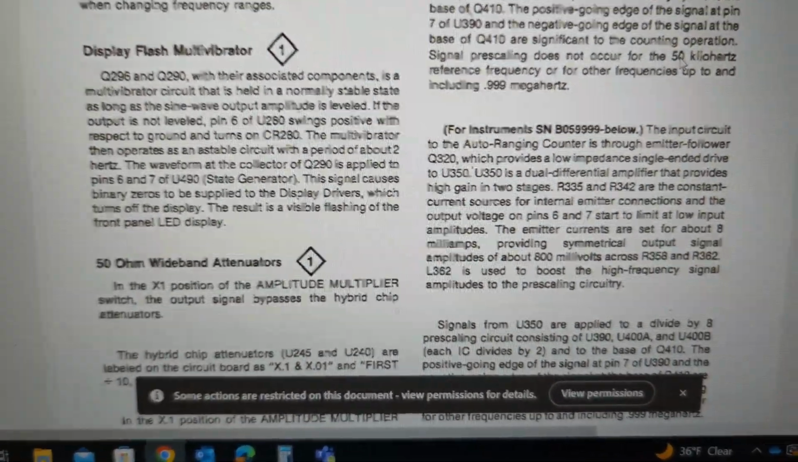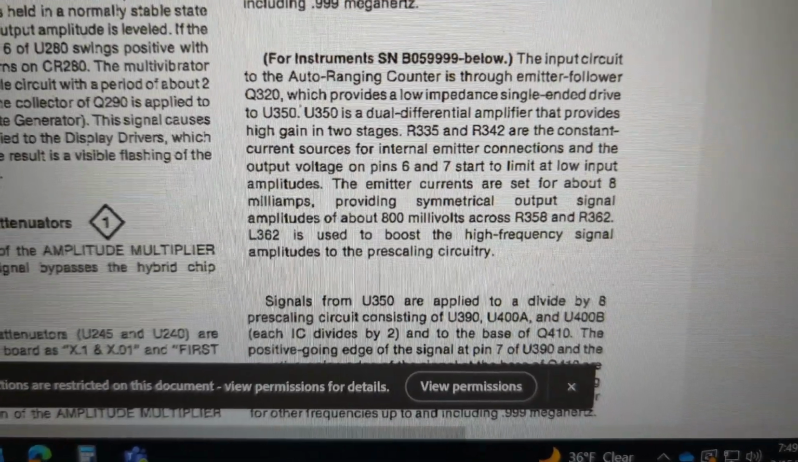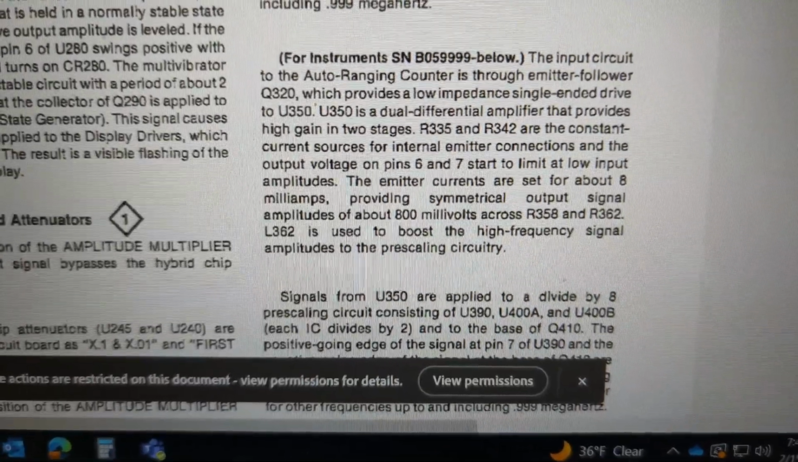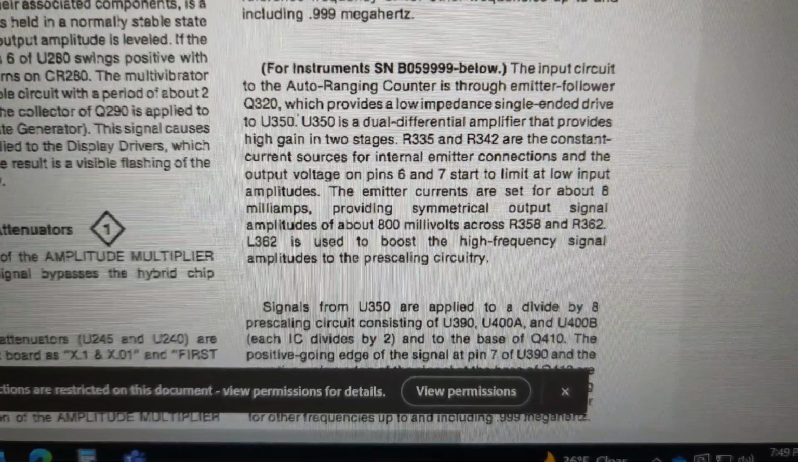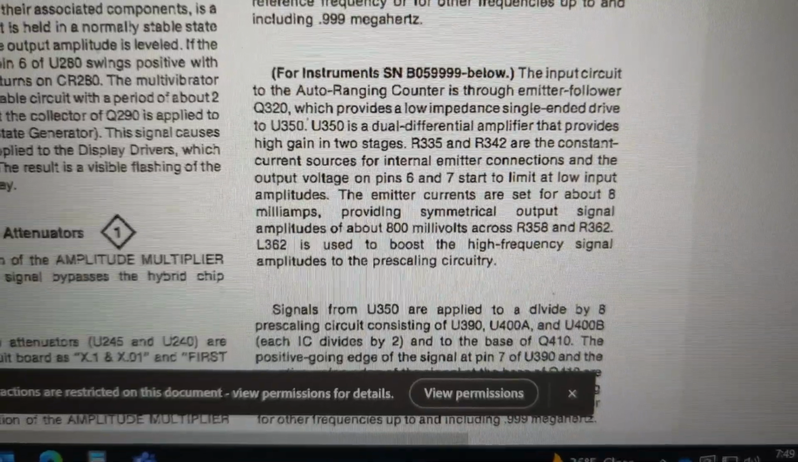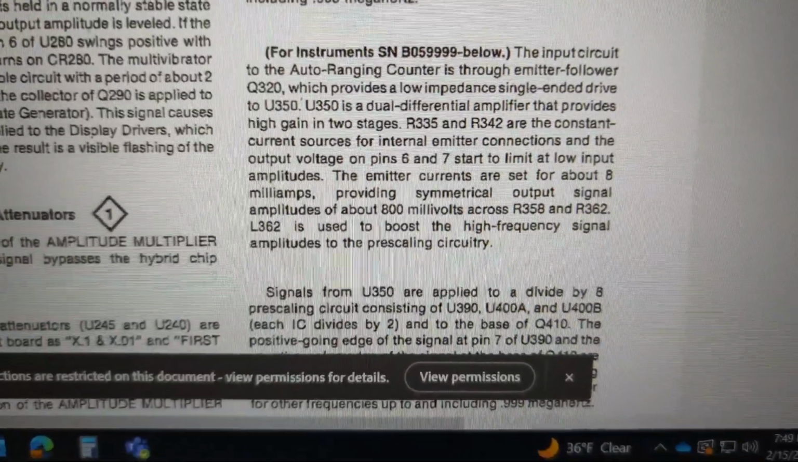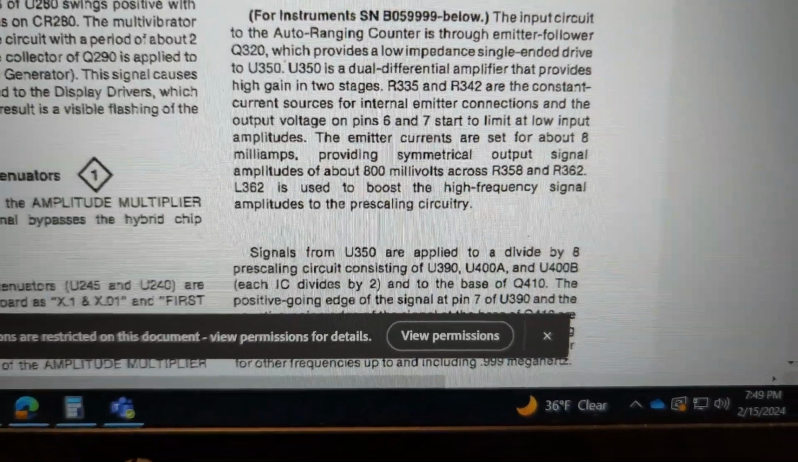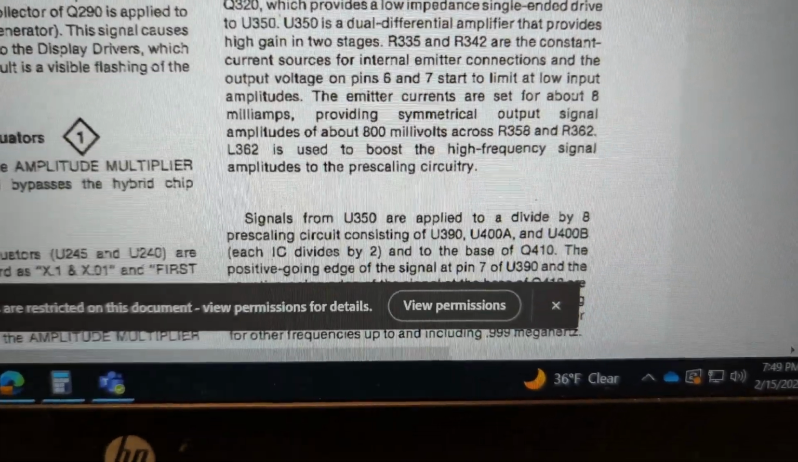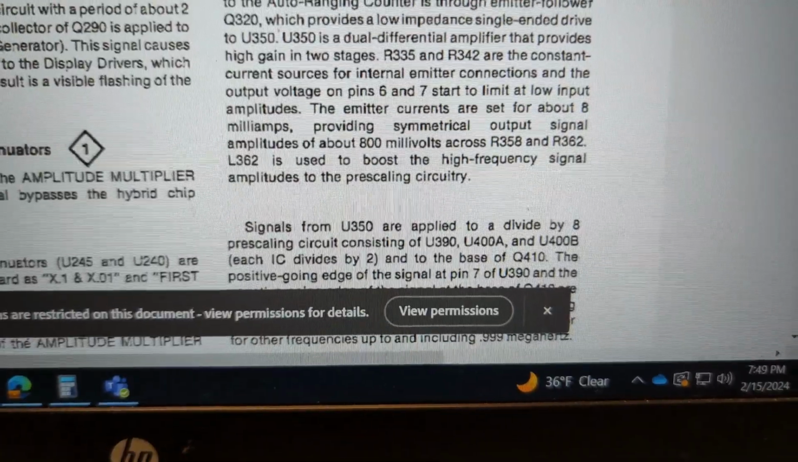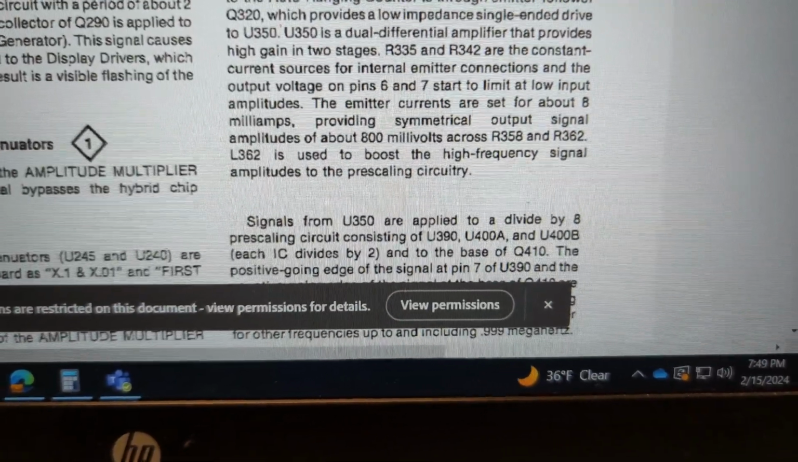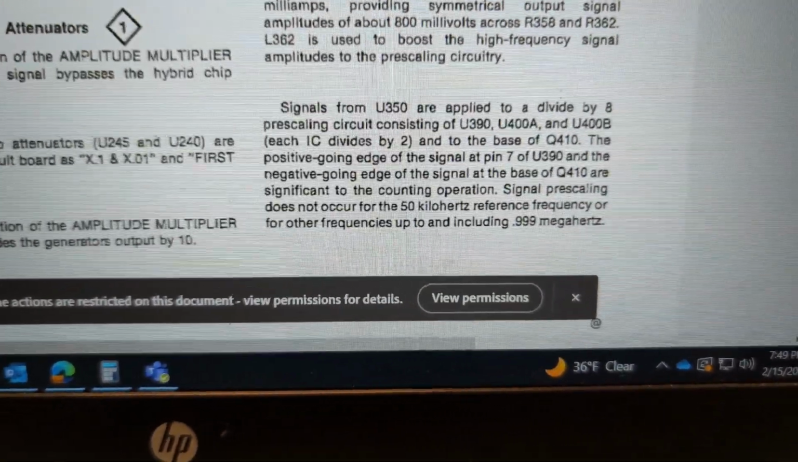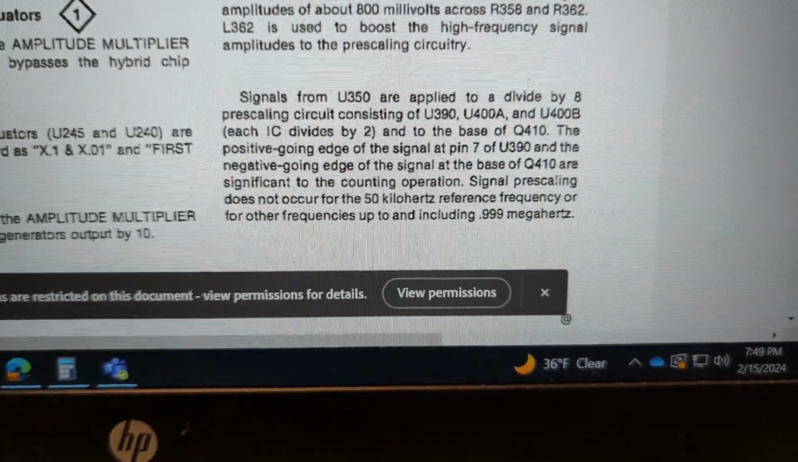So I started right here, and my unit has a serial number below B059999, and I just started doing all these tests, for example checking to see that the outputs of R3058 and R362 are symmetrical, and continuing to go through here.